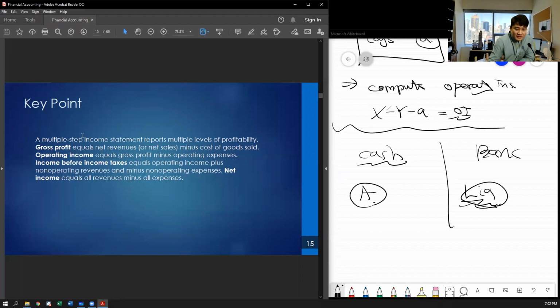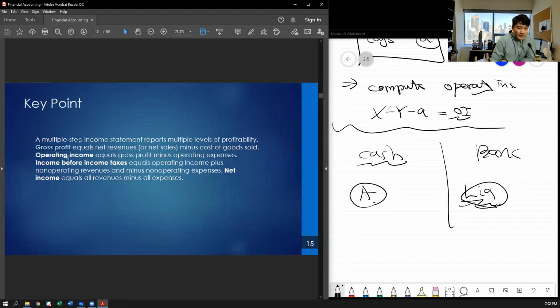So that was the multiple step income statement. Again, your responsibility will be to identify which item falls under gross profit, which item falls under operating income, and which item falls under income before income taxes.